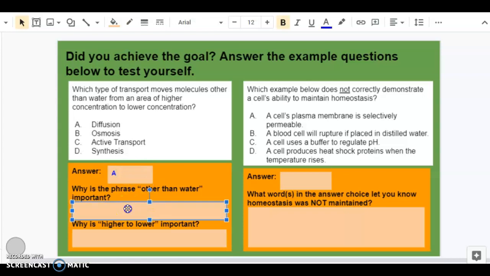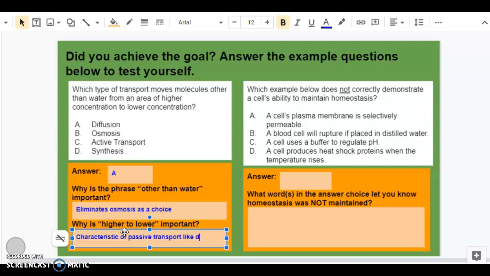Why is the phrase other than water important? Because it eliminates osmosis as an answer. Why is higher to lower important? Because it is a characteristic of passive transport like diffusion.